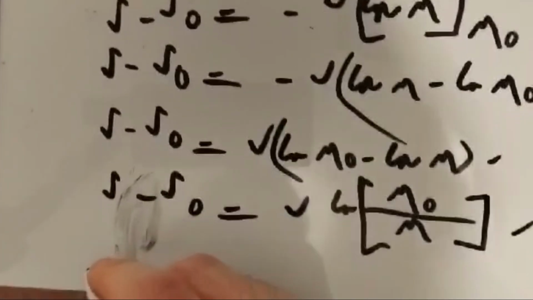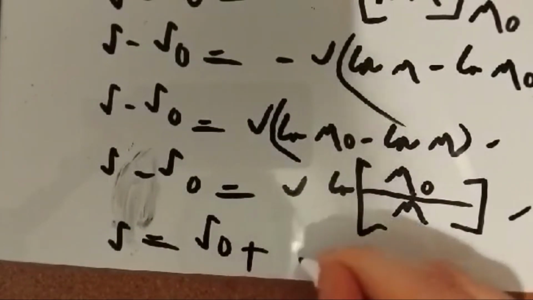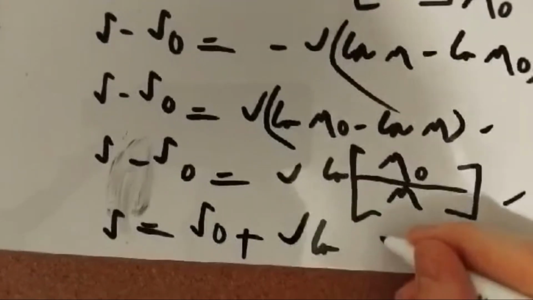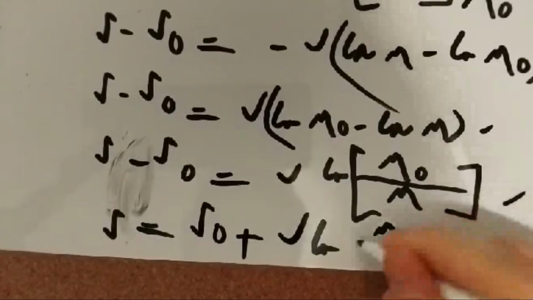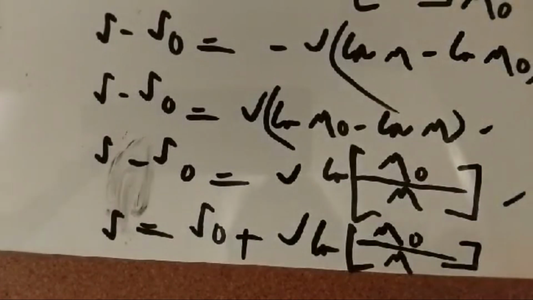However, you can give it an even nicer form by putting velocity is equal to the initial velocity plus u times ln of m0 over m, and that is the propulsion equation. I do apologize again, my handwriting really isn't the best, but that is the propulsion equation for a rocket in one dimension if you don't include gravity.